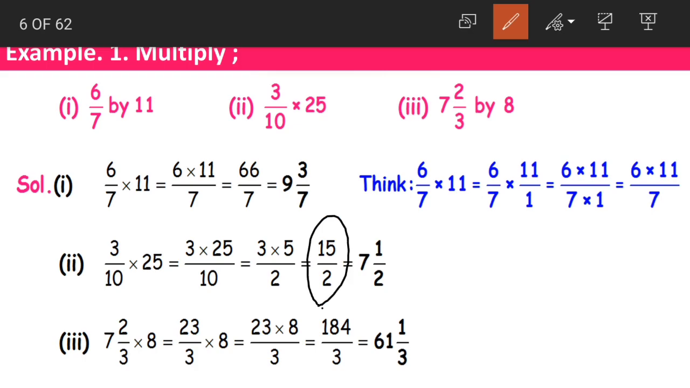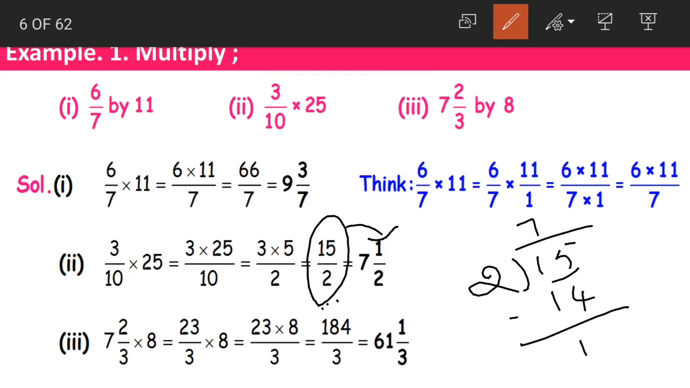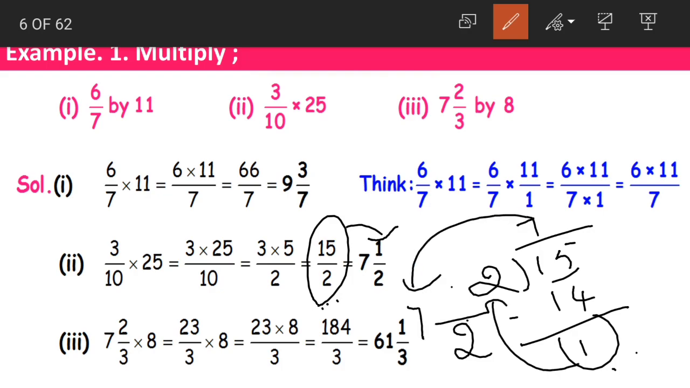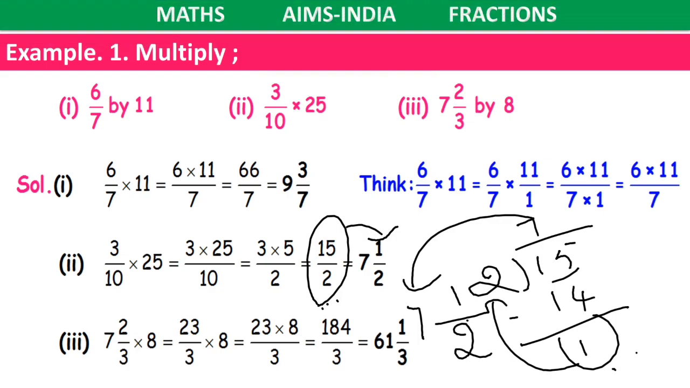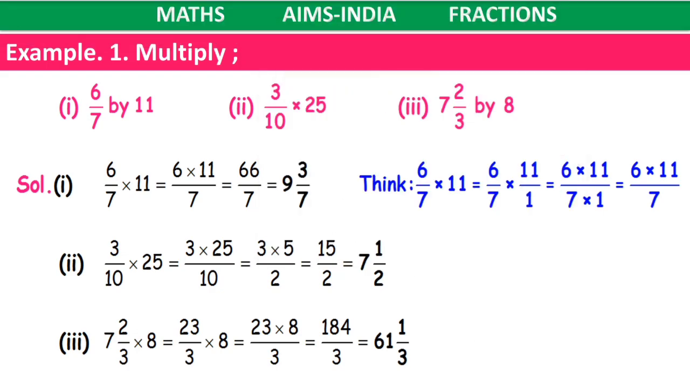Now what answer did we get? 15 by 2. Again simplifying it in the form of a mixed number. 15 is the dividend, 2 is the divisor, 2 7s are 14 and the remainder is 1. Now 2 will be written in the denominator as it is, the quotient will become the whole number and the remainder 1 becomes our numerator. Clear students? 7 1 by 2 is our answer.